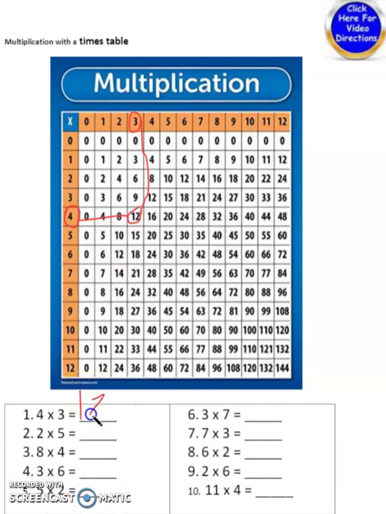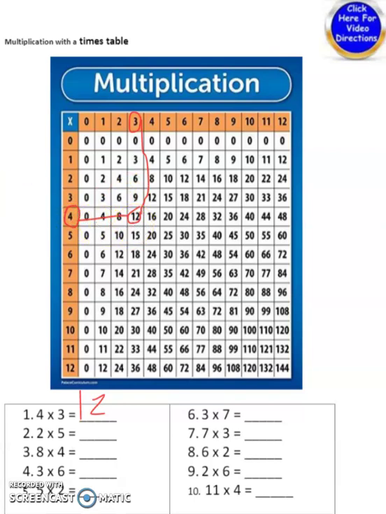My answer is 12. 0 groups of 3 is 0. 1 group of 3 is 3. 2 groups of 3 is 6. 3 groups of 3 is 9, and 4 groups of 3 is 12.